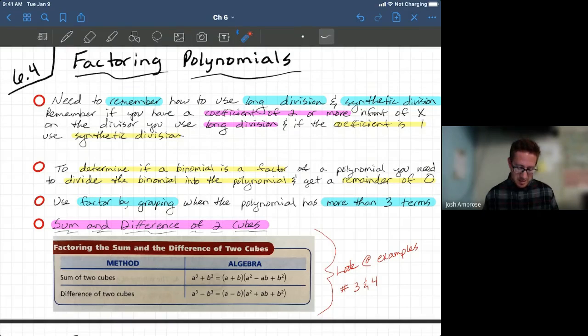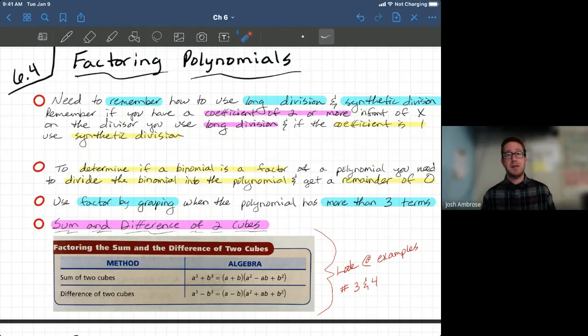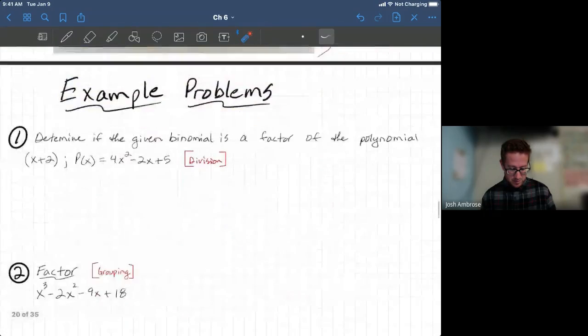Okay, and then the last thing is this guy right here, sum and difference of 2 cubes. So take a look at that picture right there. You got to copy that down into your notes. And we're going to be doing problems like this in examples 3 and 4. Okay, so there you go. Take the time, copy this down. Let's move into our example problems.